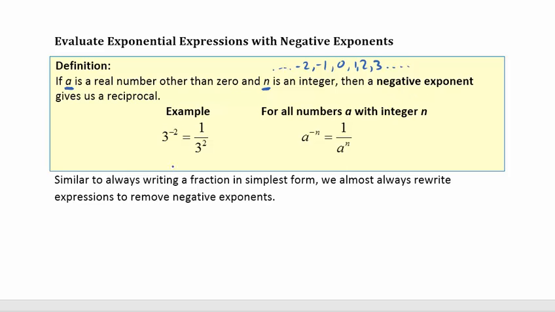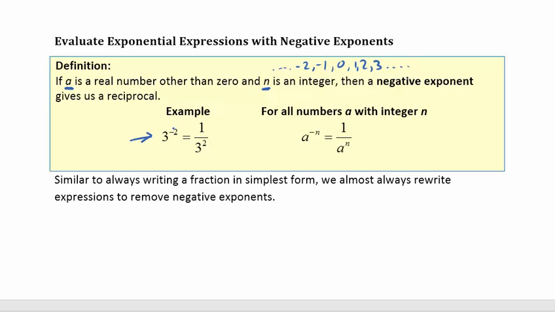So here's an example, and then we'll go for the generalized form here. So here's our example right here. If I take 3 to the negative 2nd power, we end up with this reciprocal, 1 over 3 squared. That's how we deal with just the negative part of this exponent.